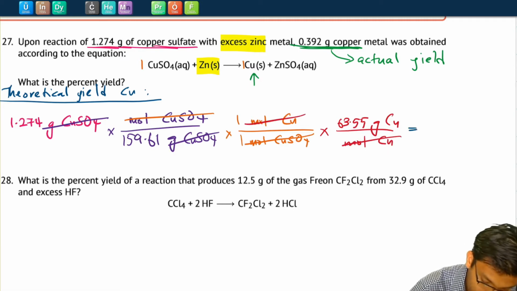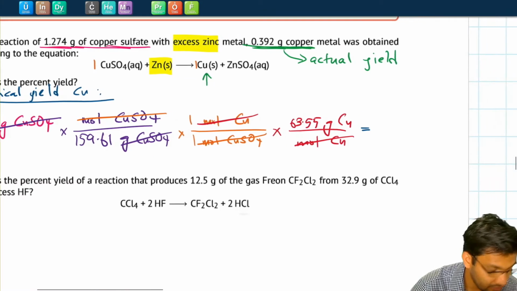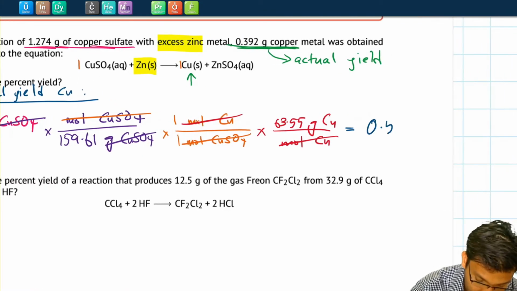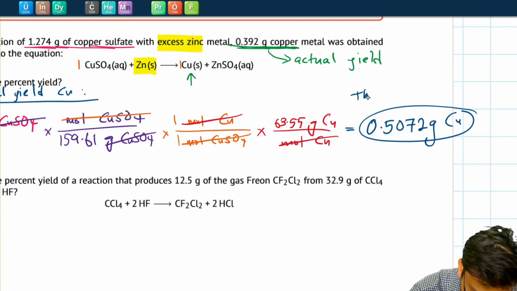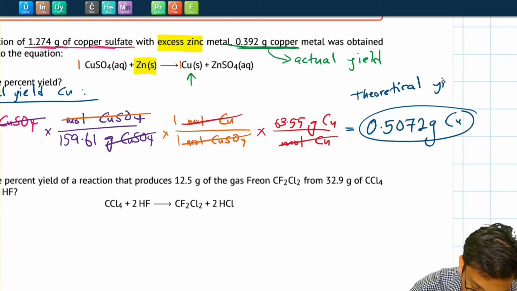You plug those into your calculators and you will get 0.5072 grams of copper. So I'm just going to circle that. This becomes our theoretical yield.